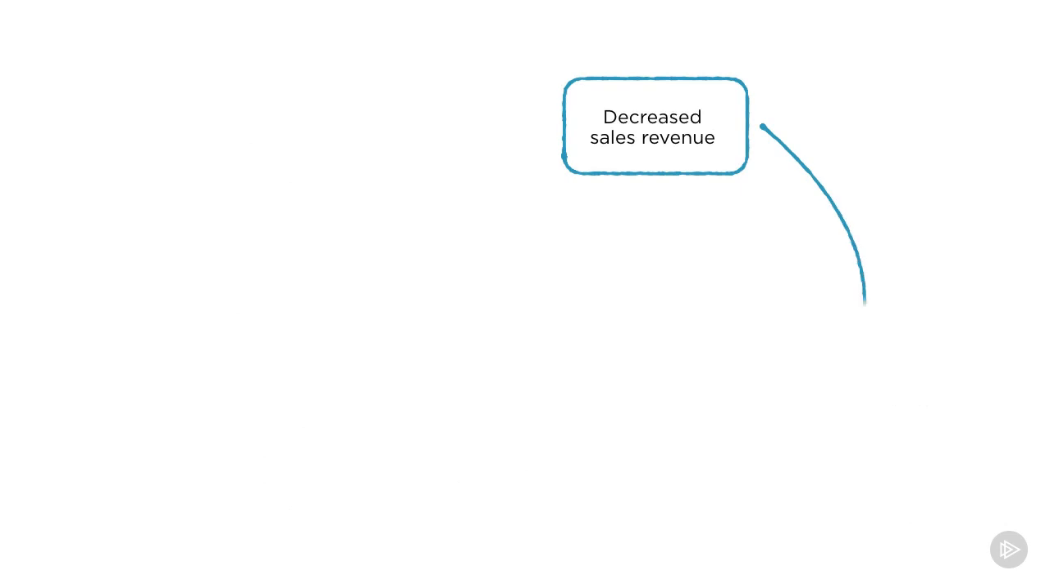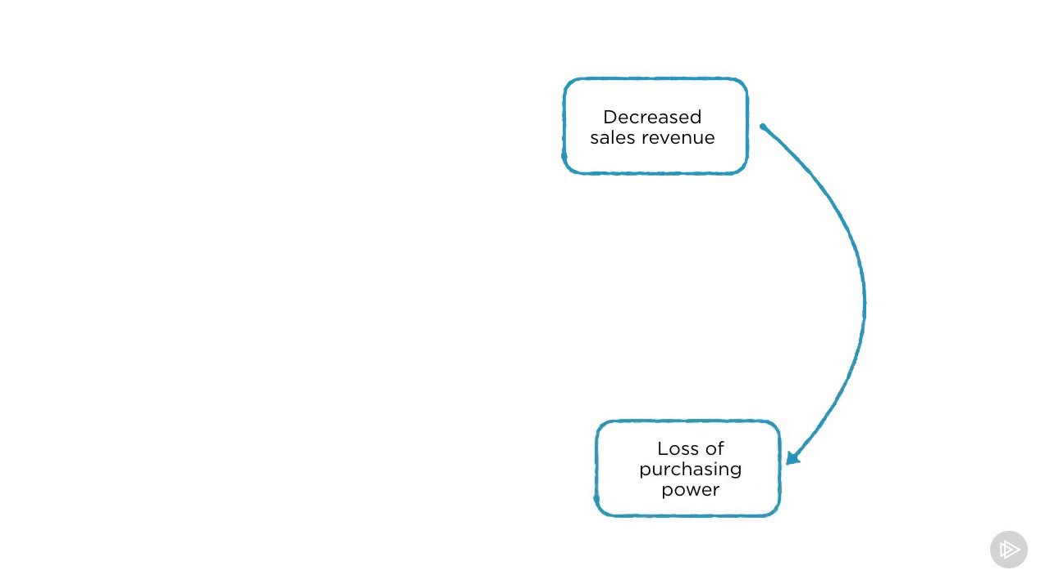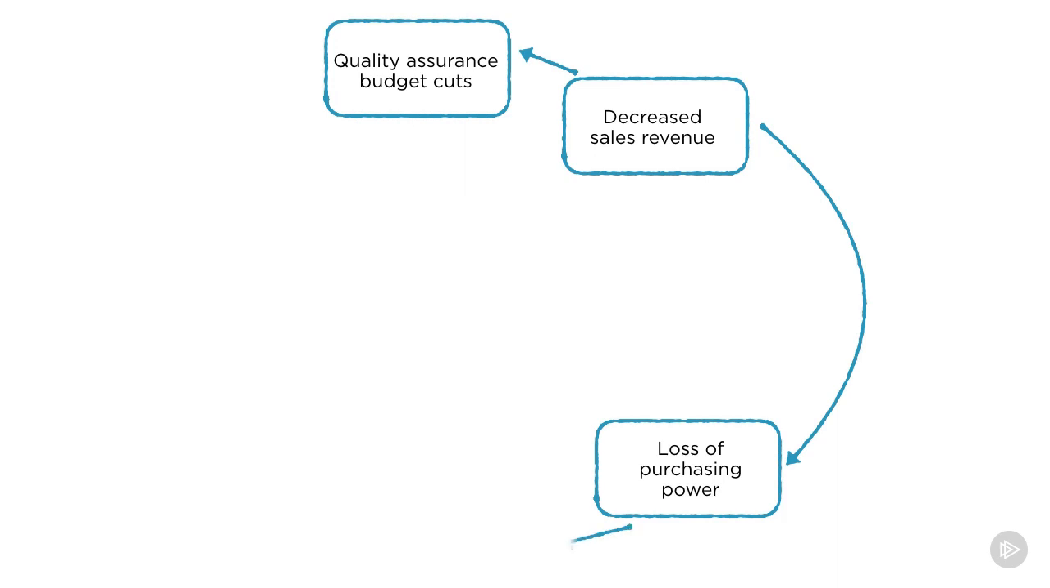Here, we start with decreased sales revenue, believing that to be a serious problem that we face. Well, decreased sales revenue also leads to a loss of purchasing power. In addition to this, decreased sales revenue leads to cuts in our quality assurance budget. We've seen both of these occur already. Let's go a little farther.